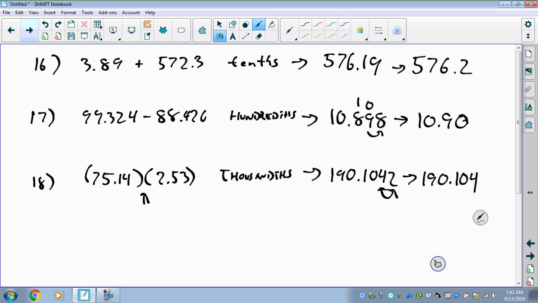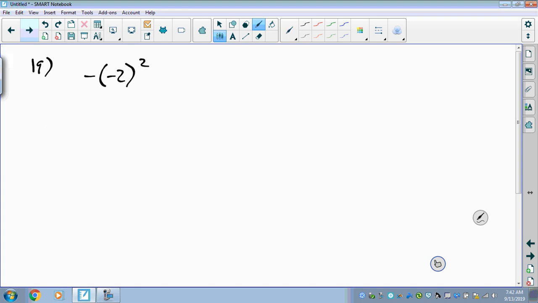All right. Negative, parentheses negative 2 squared. All right, so start by this. Negative 2 times negative 2, like we said before, is going to be positive 4. Negative 4 is negative 4. Okay? Good. That'll be important when you guys start evaluating functions later on in the semester. Don't worry, it will come up again.